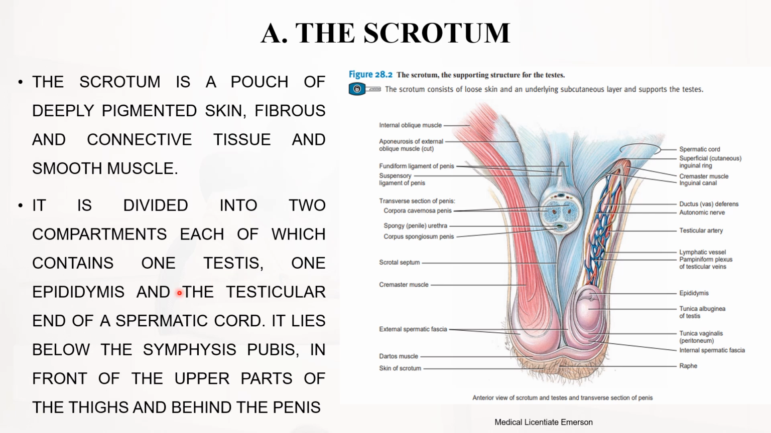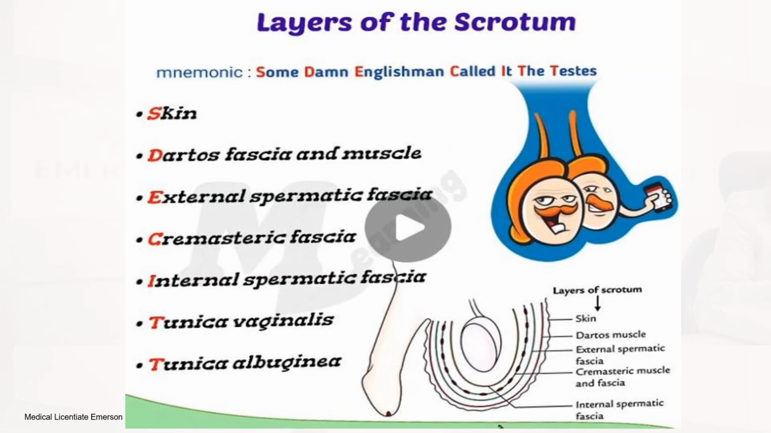Then there's also one epididymis, and there is the testicular end of the spermatic cord, and it lies deep below the symphysis pubis, in front of the upper parts of the thighs and behind the penis. That's where you can find the scrotum. Okay, so the layers of the scrotum. What are the layers of the scrotum?